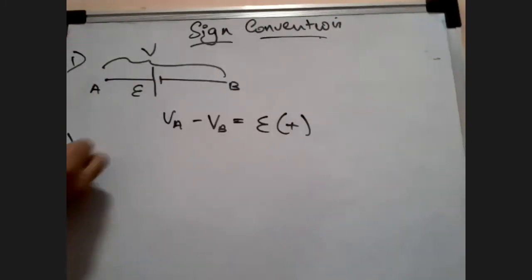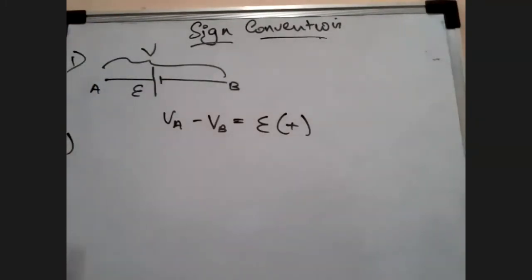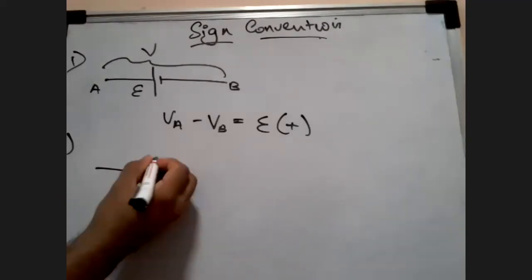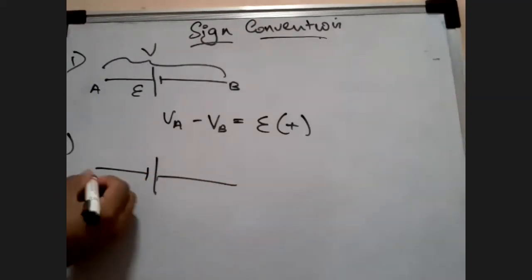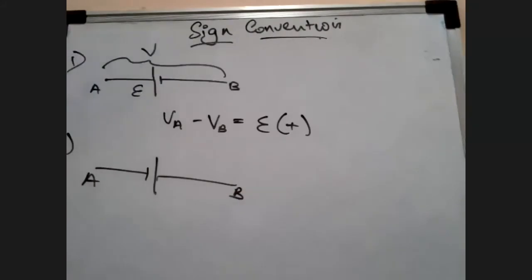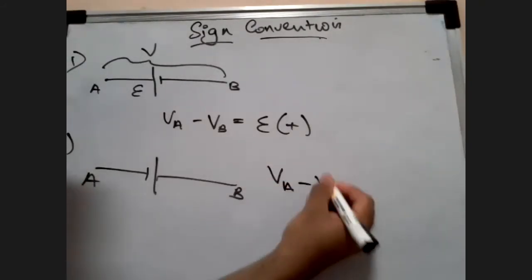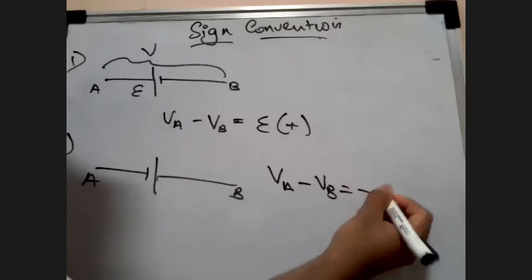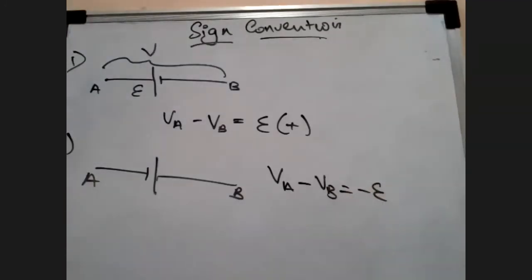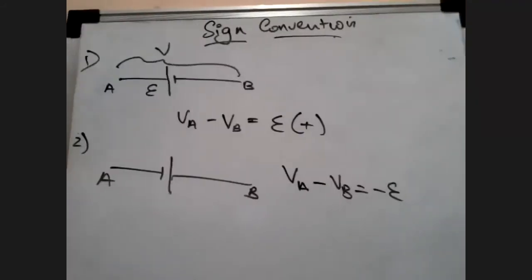Your second sign convention is the opposite way. In that case, what is going to be the potential difference between them? Will it be positive or negative in nature? Negative. So VA minus VB is going to be negative in nature over here. These two are very important. Let's go to the third one.